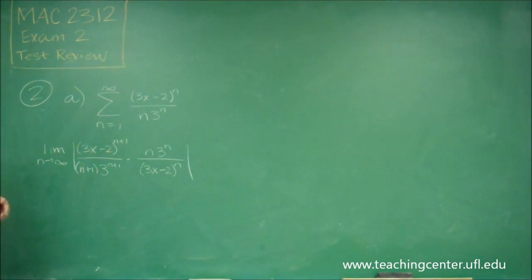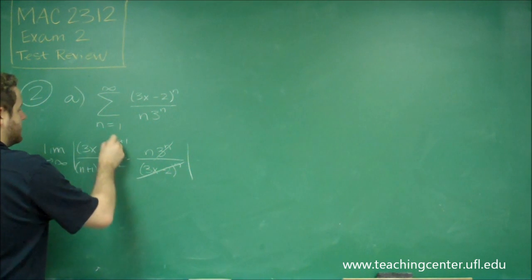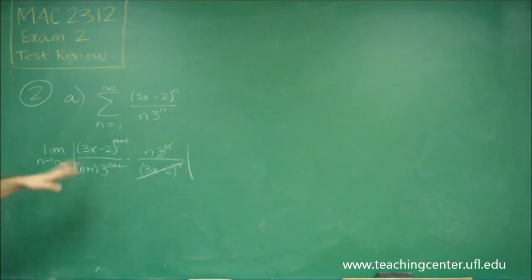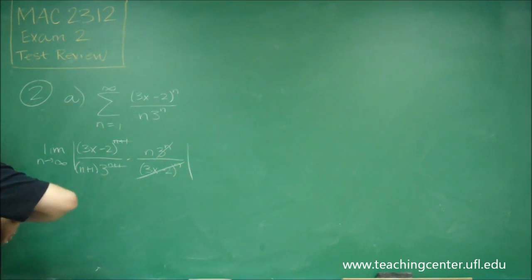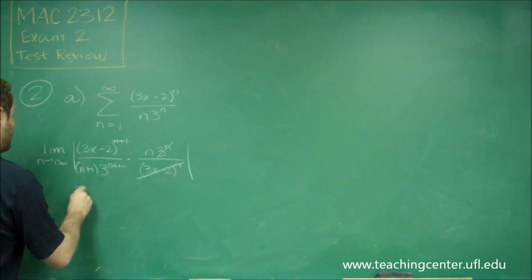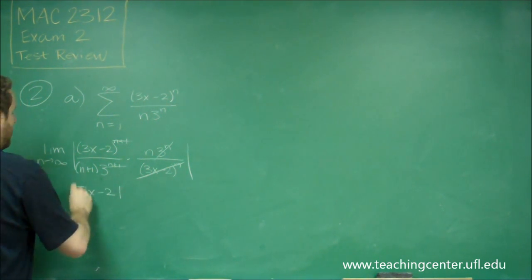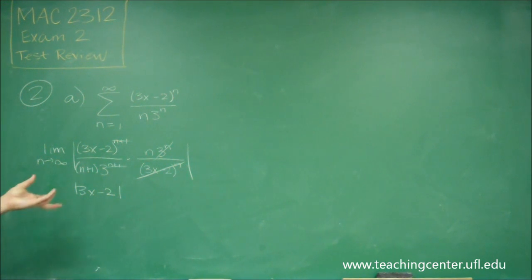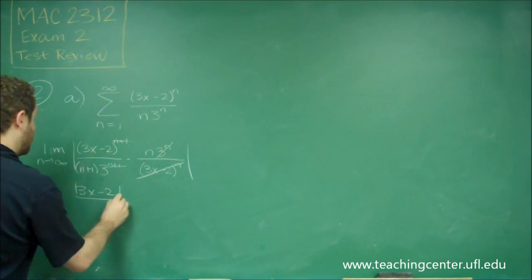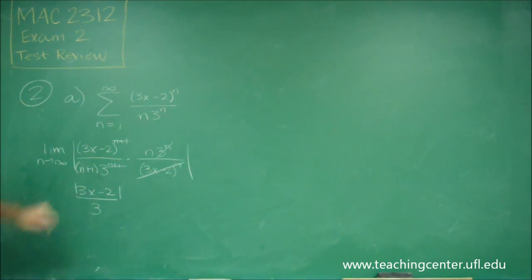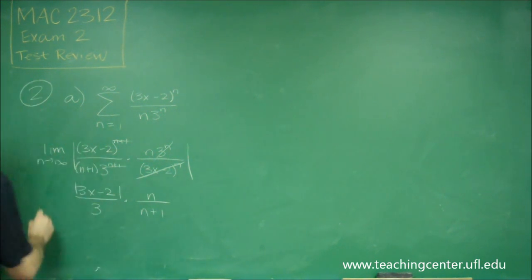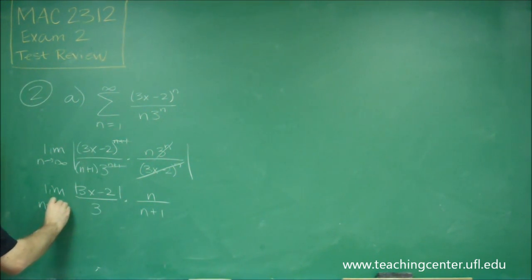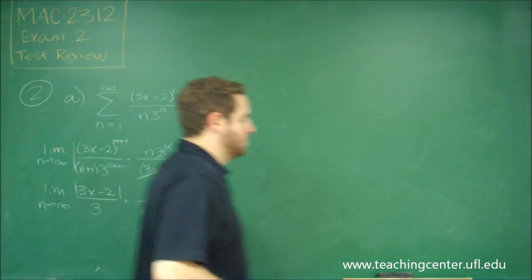Alright, so let's see what cancels out. 3 to the n leaves a 3 on the bottom. This leaves a copy of 3x minus 2 on the top. We have n and n plus 1 as well. Those don't cancel out, but we'll see in a second they really kind of do. Let's rewrite what we have left. So we have 3x minus 2, and you can put just that part in absolute value because that's the only part left that could be negative, divided by the 3 we had left from here. And I'll write the n and n plus 1 in a separate fraction. And we're taking the limit as n goes to infinity.